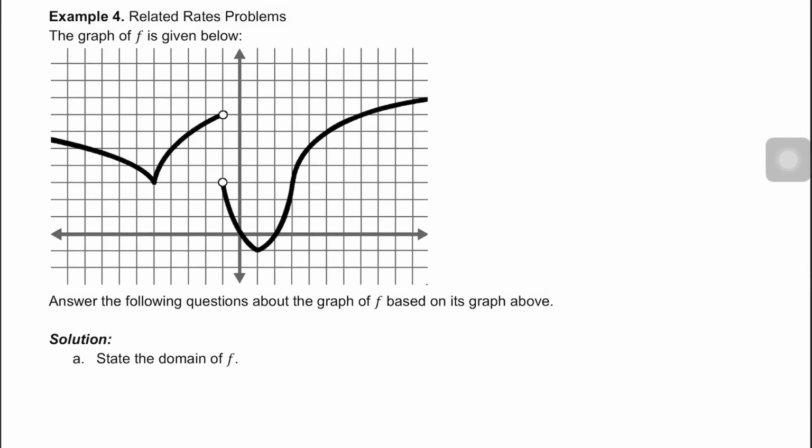Hi, welcome back. So we're going to jump into example number 4. In this example 4, we're given a graph of the function, and we're not given the actual function. The goal for this exercise is to be able to visualize the context of the terminology that we've been using before and be able to visualize it in the graph.